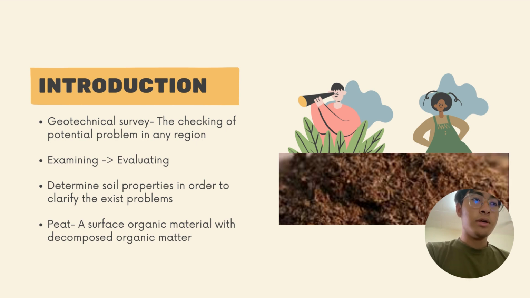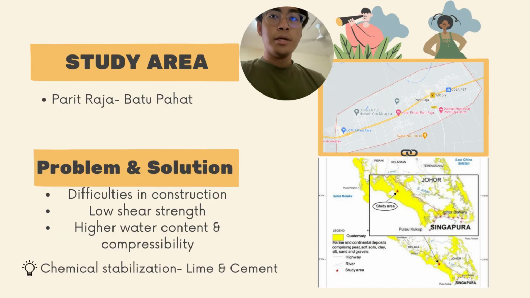For the introduction, a geotechnical survey is the checking of potential problems in any region, examining or evaluating and determining soil properties in order to clarify the existing problem. Peat is a surface organic material with decomposed organic matter. For the study area, we chose Parit Raja, Batu Pahat. The problems are difficulties in construction, low shear strength, highest water content and compressibility, and the solution is chemical stabilization, which is lime and cement.